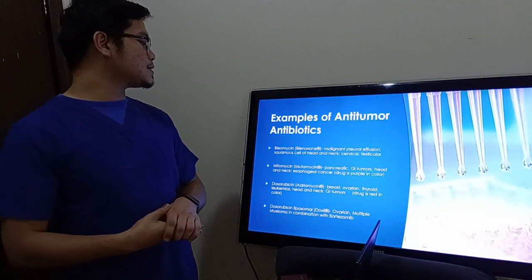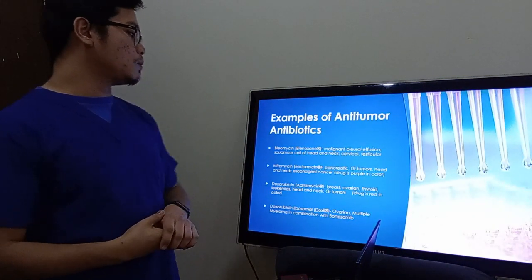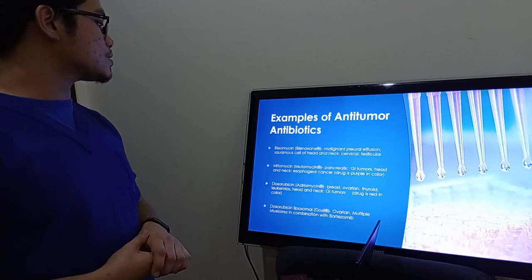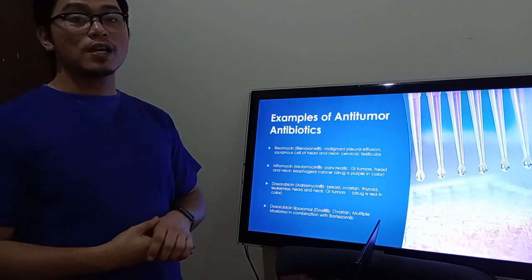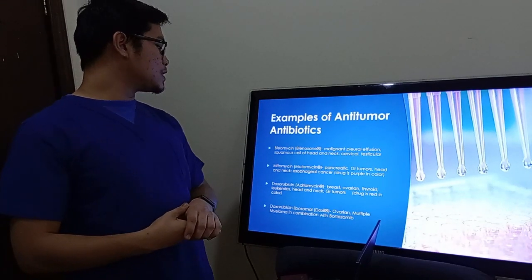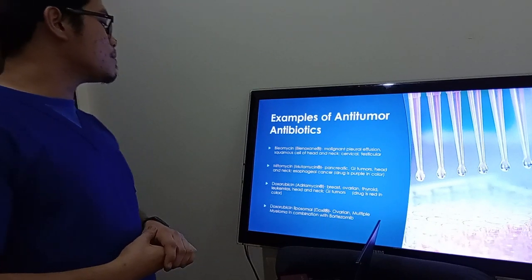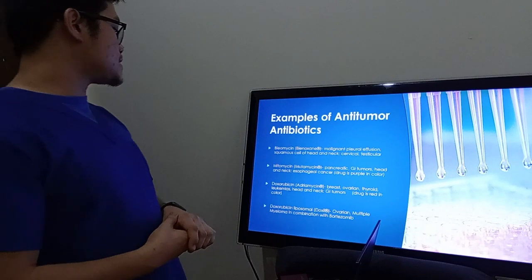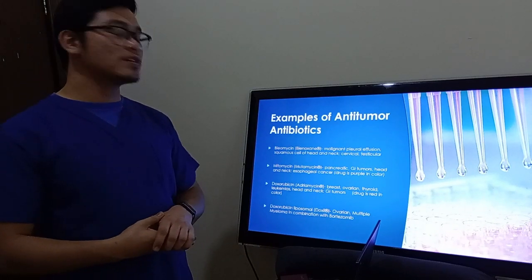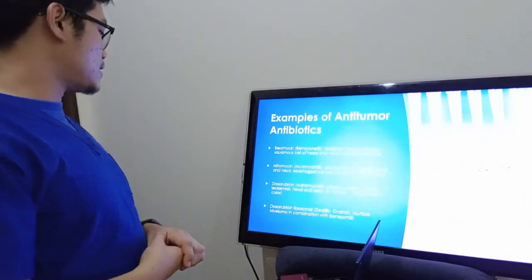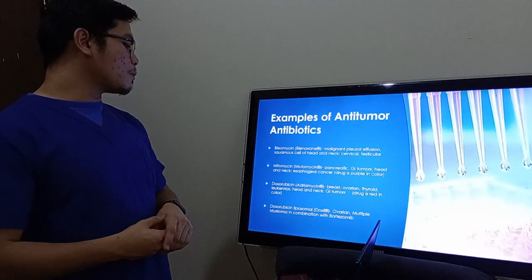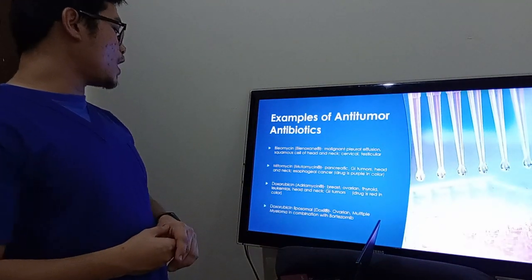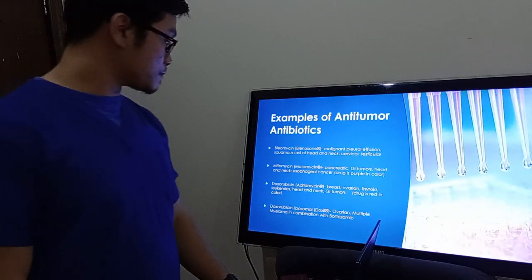Mitomycin is used in pancreatic, GI tumor, head and neck, and esophageal cancer. The color of this drug is purple. Doxorubicin, or Adriamycin as the brand name, is used for breast, ovarian, thyroid, leukemias, head and neck, and GI tumor. The color of this drug is red. For liposomal doxorubicin, it is used for ovarian cancer and multiple myeloma in combination with bortezomib.